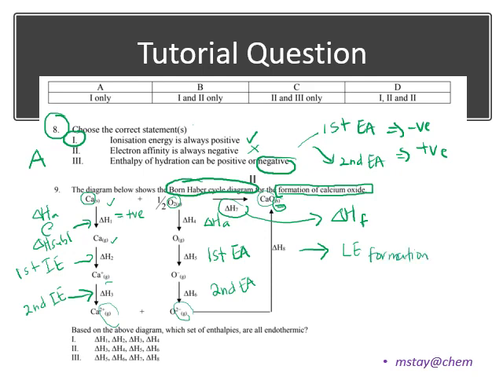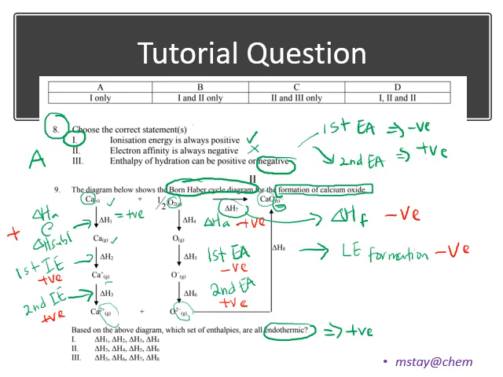Now that we have identified all these types of enthalpy, let's see what the question asks. Based on the diagram, which set of enthalpies are all endothermic? That means positive. As we know, enthalpy of formation is always heat release. Lattice energy is also heat release. The second EA is positive. Atomization is positive. First IE and second IE are positive because heat is required.